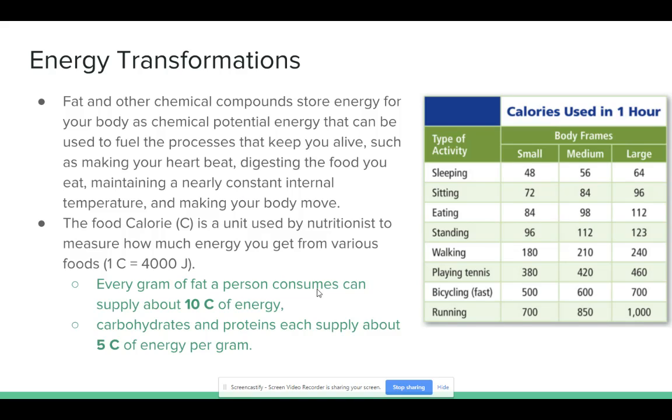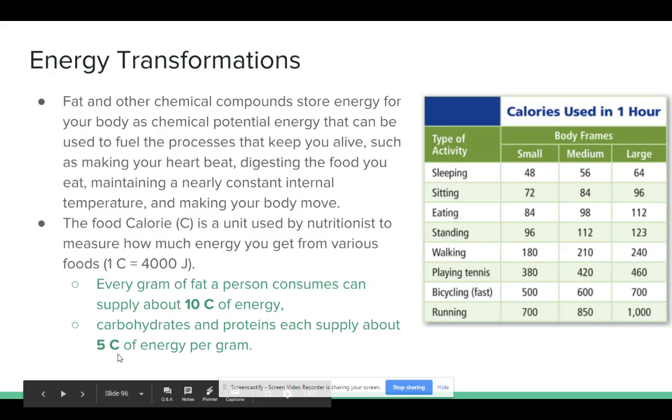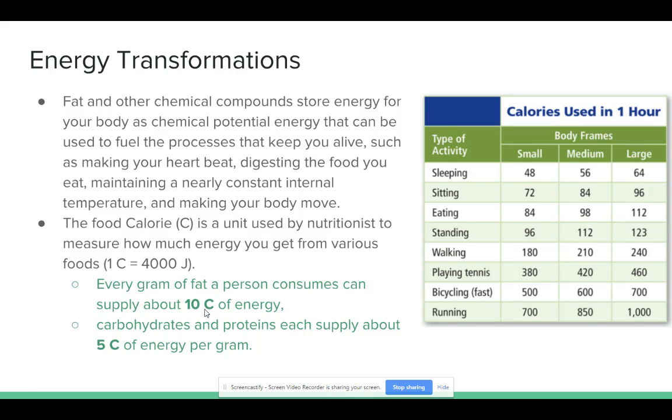Every gram of fat a person consumes can supply about 10 calories of energy. Carbohydrates and proteins each supply about 5 calories of energy. Now, we have to eat daily in order to keep our bodies going. Even something as simple as sleeping burns calories. Just sitting, your body doing all its normal functions burns calories. The process of eating burns calories. So as you're taking in calories, you're also burning calories. Most people eat more than 112 calories at a meal, so you're still gaining calories.